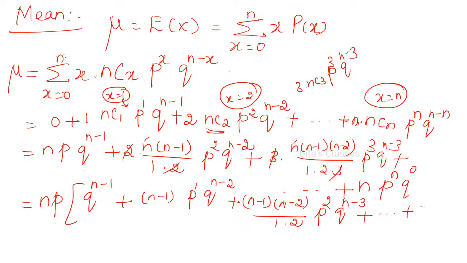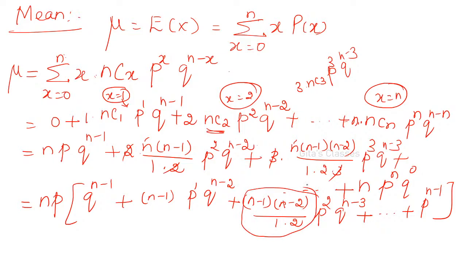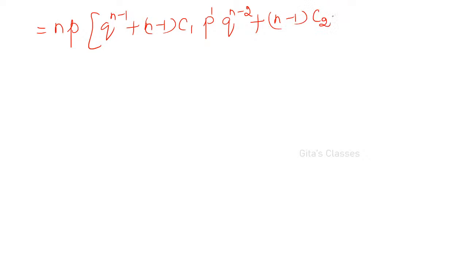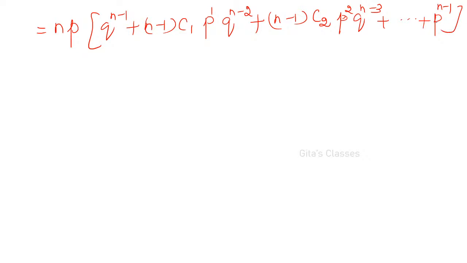Plus here n has come outside, p has come outside, so p^(n minus 1) will be remaining. Okay. So this can be written as np into, the first term will be q^(n minus 1), plus n minus 1 C1 p^1 q^(n minus 2), plus, next term, n minus 1 C2 p squared q^(n minus 3), plus etc. The last term will be p^(n minus 1) q^0, it is 1, right? What is this expansion? Within the bracket, np into q plus p the whole power n minus 1.